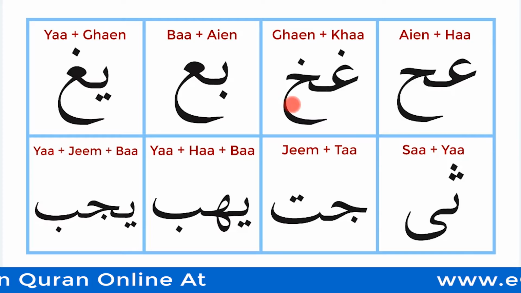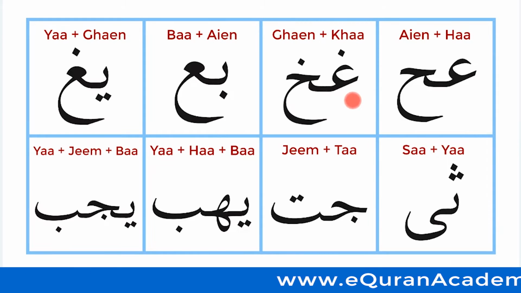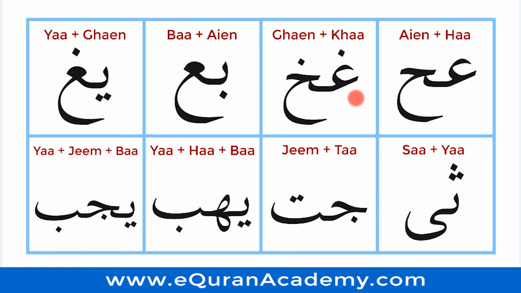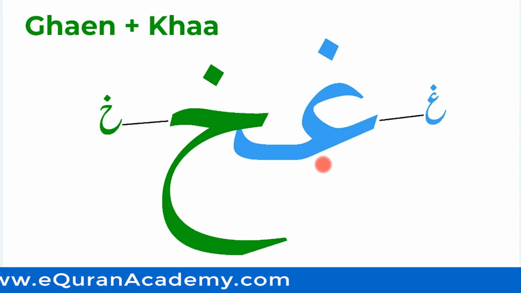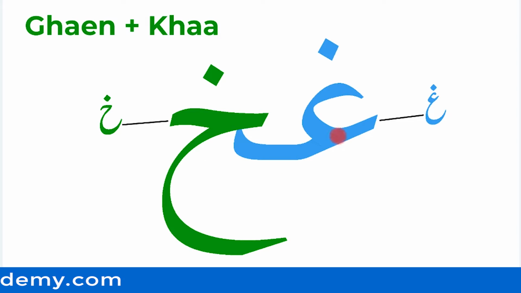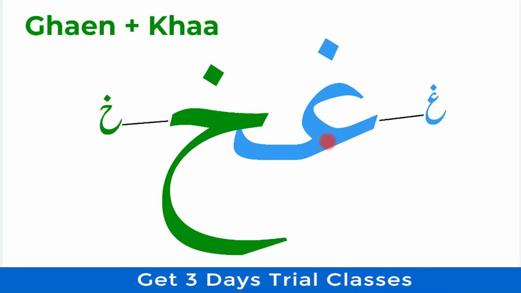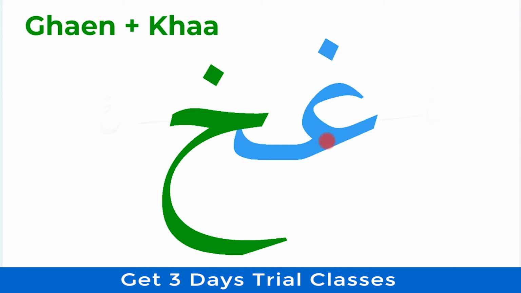Ghain Kha. Ghain Kha. Ghain Kha. Ghain Kha. Ghain has one dot on top. This is single Ghain. When we write in Arabic, Ghain will write like this.